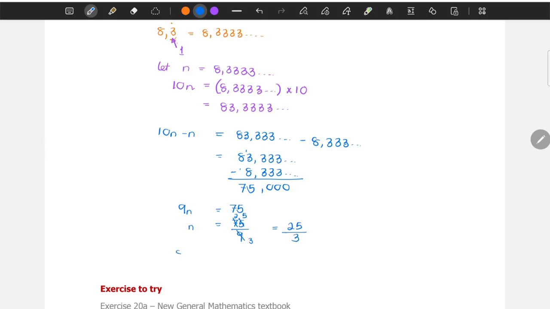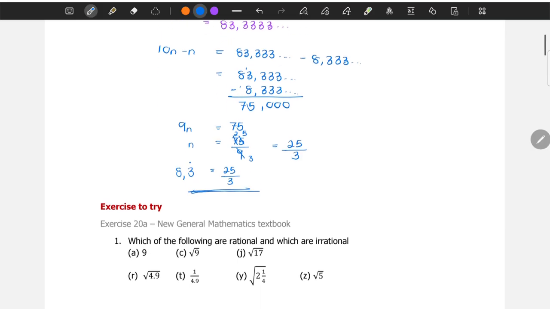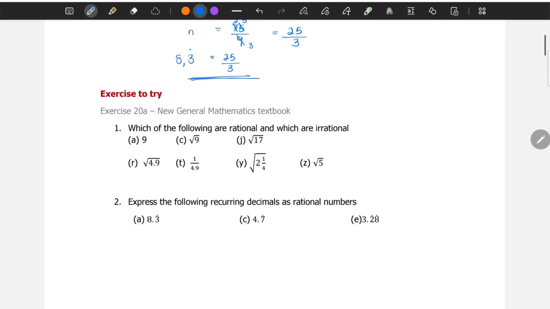But we know that n was 8.3 recurring, which is equal to 25 over 3, an exact fraction. So if you put 25 divided by 3 in a calculator, you should be able to get 8.33333 recurring.